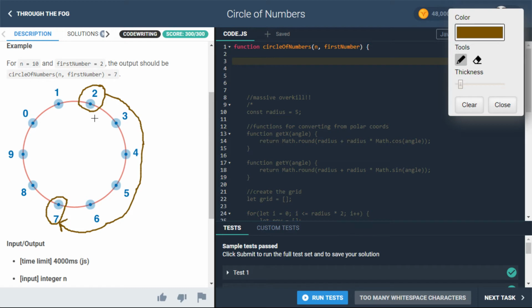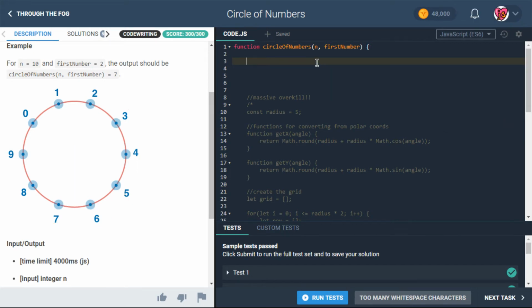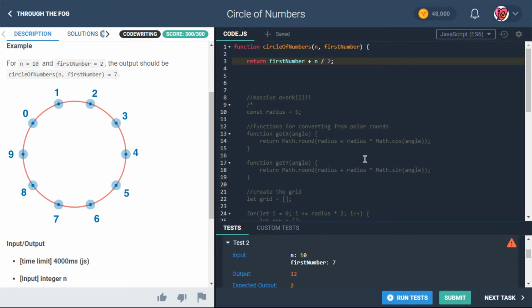Okay, and I guess that kind of makes sense, right? Because if we went 10 units around, we'd end up at the same spot. And we want the opposite spot. So 5 is half of 10. It's half of n. So could we get away with just adding n divided by 2 to this? Like, is that going to be enough? Could we just add n divided by 2? Is that it? Return first number plus n divided by 2. Is that going to work?